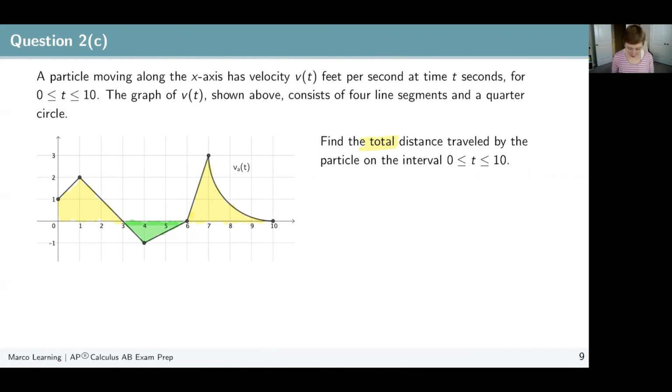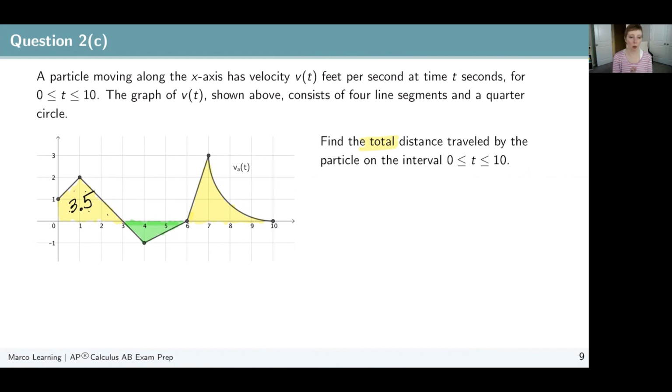And because we have shapes that we recognize and we have formulas for finding the area of these known shapes, we can get that fairly easily. So from 0 to 3, we find the area that I've shaded there in yellow, the area between the velocity graph and the x-axis. So it's 1, 2, a half, and a half, so 3.5. 3.5 would be the distance traveled on that interval from t equals 0 to t equals 3.